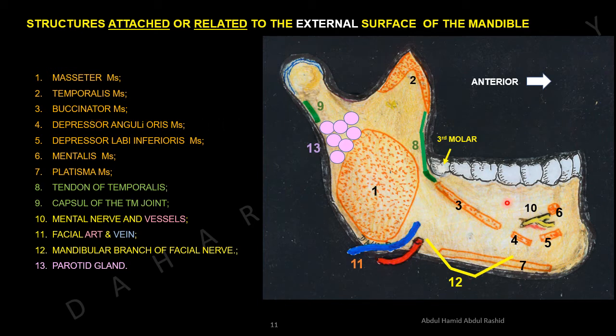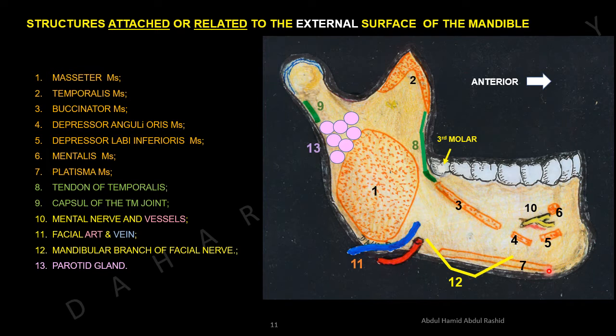Number three is the buccinator muscle, a continuation from here. This is the buccinator muscle. Number four, depressor anguli oris muscle. We have already mentioned that. This is the depressor of the angle of the mouth, depressor anguli oris. Another one is the depressor labii inferioris muscle, which depresses the lower lip. And then next is a very small muscle here. Number six, mentalis muscle attached here, and number seven is the platysma muscle attached to the base of the mandible.